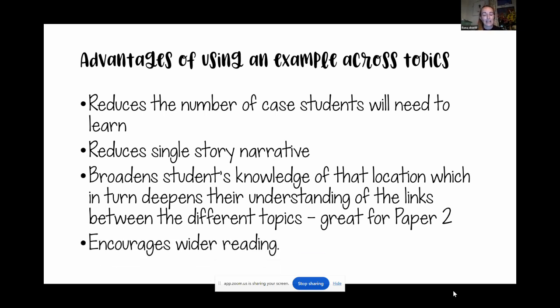Finally, then, as I mentioned previously, it does encourage that wider reading. Students have been fascinated about some of the solutions that they're trying to put in place in Tuvalu, and they've gone away themselves and brought articles to me to say, Miss, have you seen this? Have you looked at this? Which is just fantastic. So thank you very much for listening.